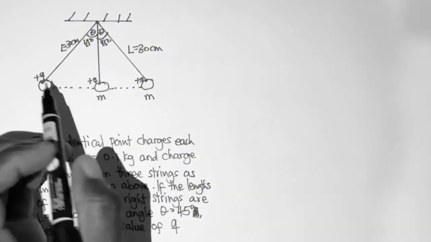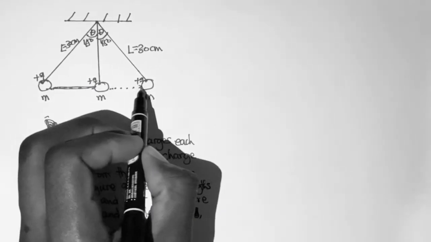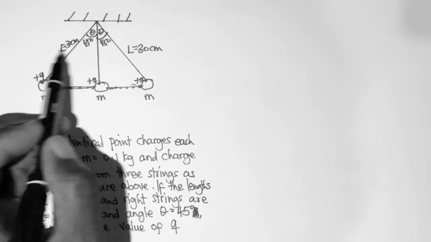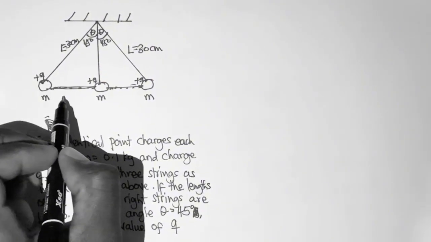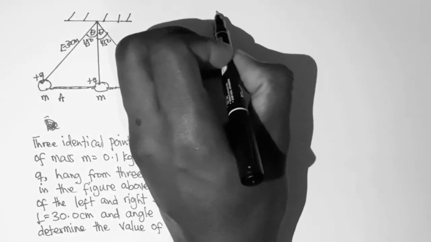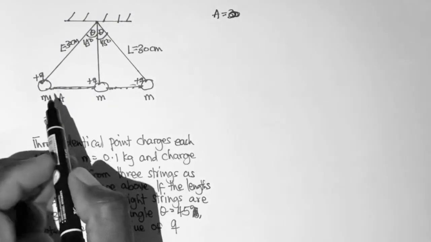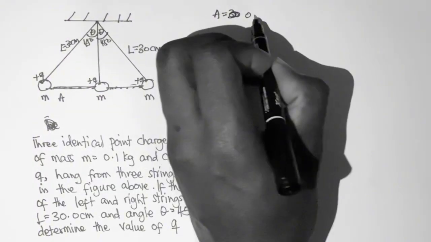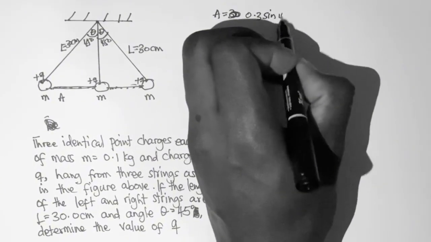So having these two, the first thing we can find is the distance here. And then we can also find the distance here. Now remember that sine theta is opposite over hypotenuse. So therefore, let's assume the length here is maybe A. Then we can find out that A is equal to 30. Sorry, we need to convert it to meters. So 30 centimeters is the same as 0.3 meters. So 0.3 is sine 45.